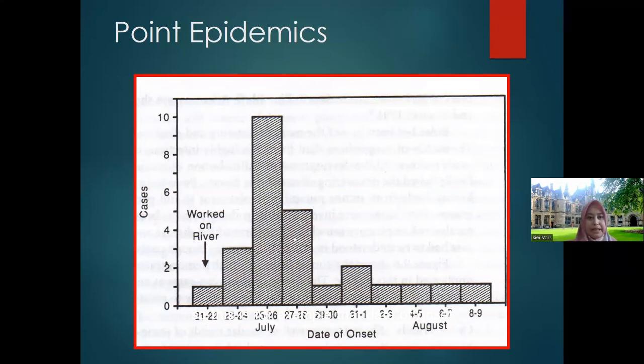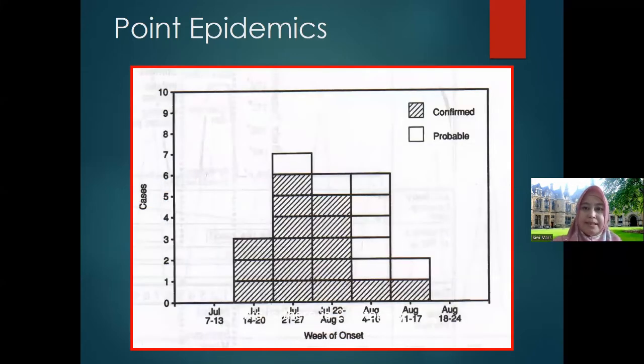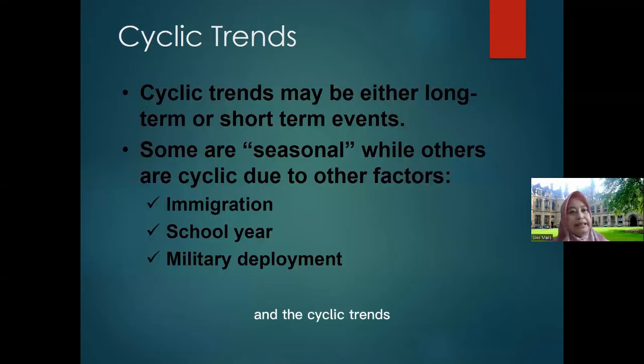So this is, for example, the date of onset and cases, for example, in a work on the river, by day, where we can see how the cases rise and then decrease again. There are two categorizations, probable cases and confirmed cases, by week of onset.